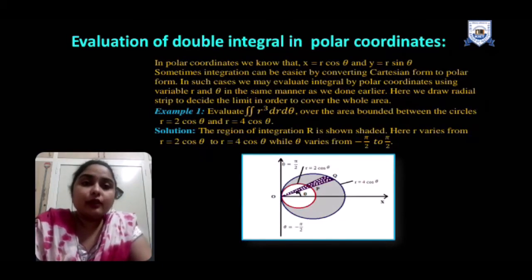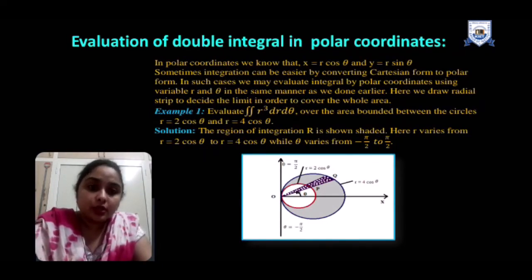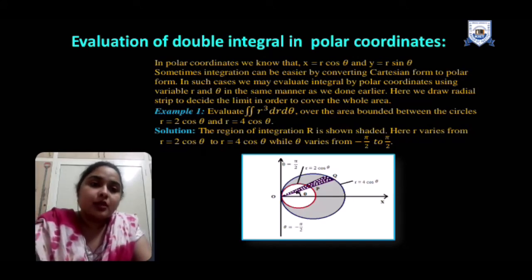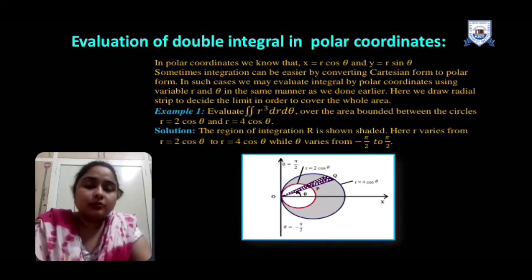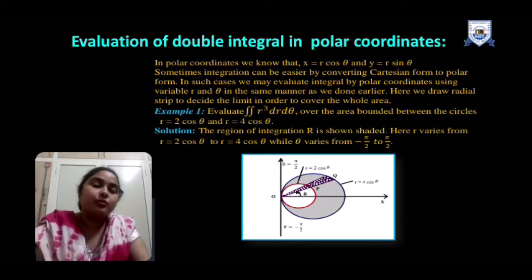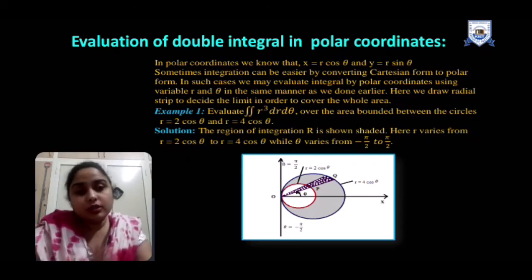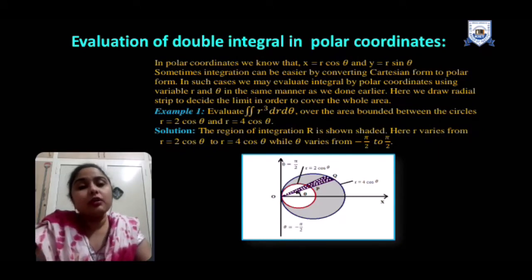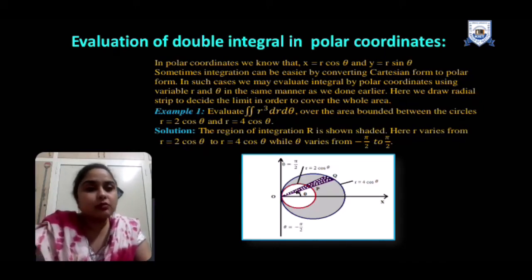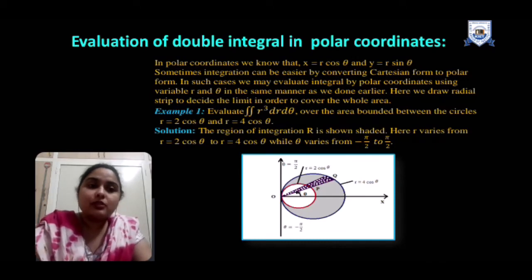Now come to the evaluation of double integrals in polar coordinates. In polar coordinates, we know very well x equals r cos theta and y equals r sin theta. So converting the term into polar form can sometimes be useful when the integration is going to be tough. Sometimes we are unable to solve through polar form, then you may convert it into Cartesian form using the formula x equals r cos theta and y equals r sin theta.